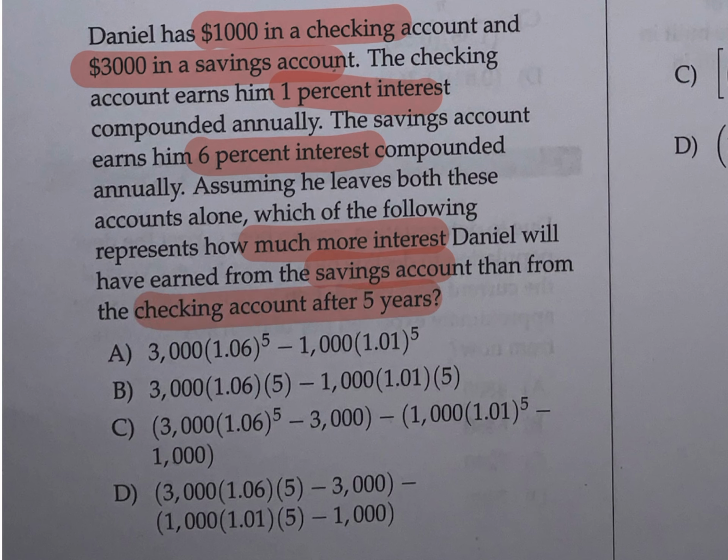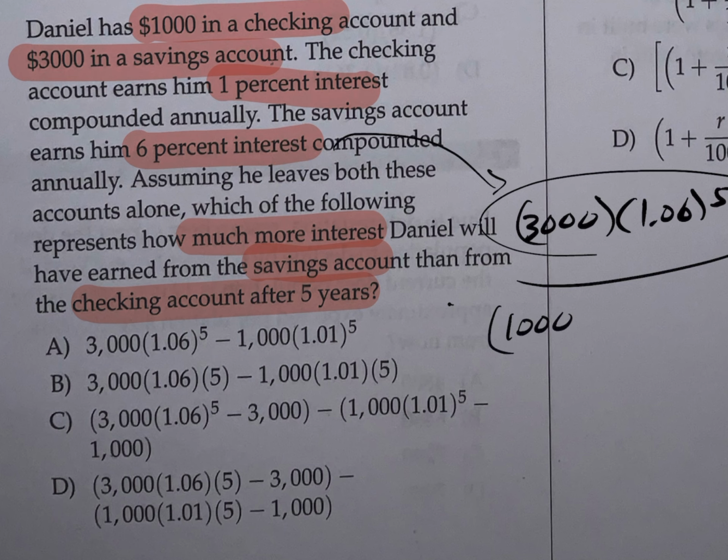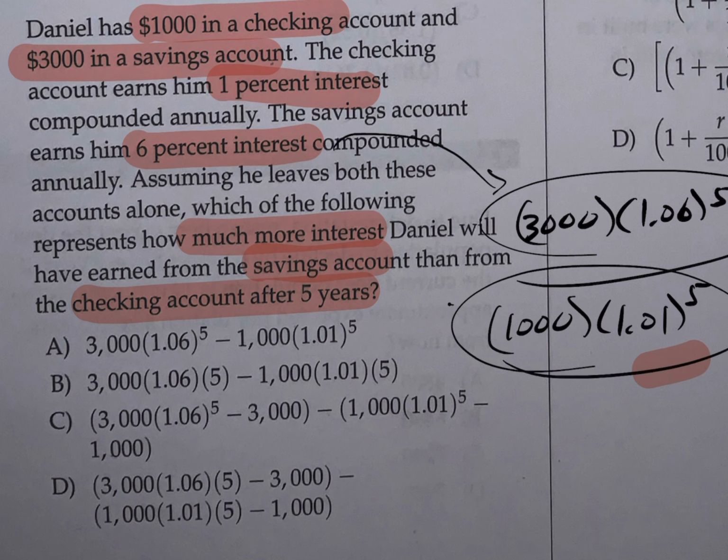Right away, if you're investing $3,000 in savings, you know you're going to have the $3,000 and you're earning 6% on that after 5 years. So this will represent the amount of money that's in the account in total after 5 years in the savings account. And if I take the $1,000 and multiply by 1.01 to the power of 5, that'll be the total amount of money in the checking account after 5 years, including your principal investment for both of these.